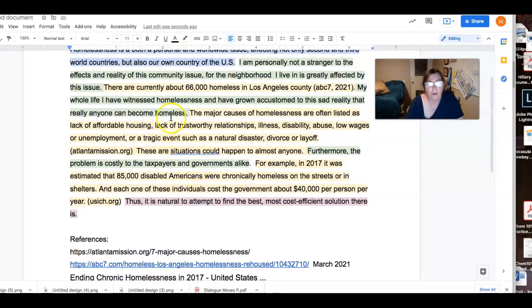My whole life I have witnessed homelessness and have grown accustomed to this sad reality that really anyone can be homeless. The major causes of homelessness are often listed as lack of affordable housing, lack of trustworthy relationships, illness, disability, abuse, low wages or unemployment, or a tragic event such as a natural disaster, divorce, or layoff. I got that list from atlantamission.org. I chose that one because they had linked much of their data to other reports. These are situations that could happen to almost anyone.